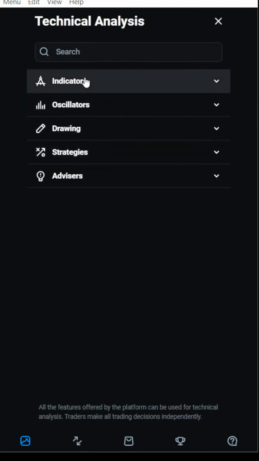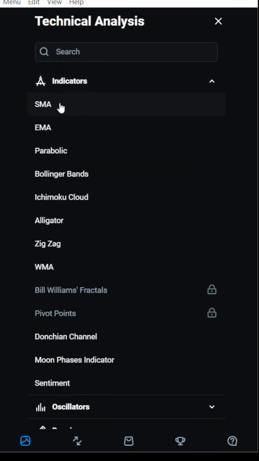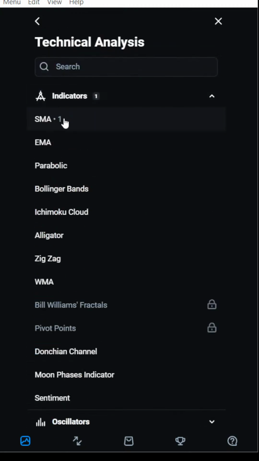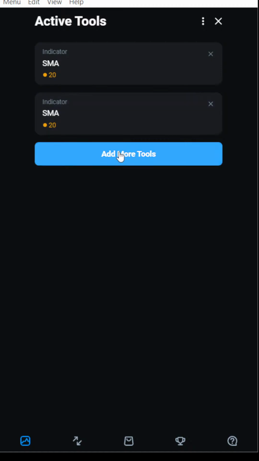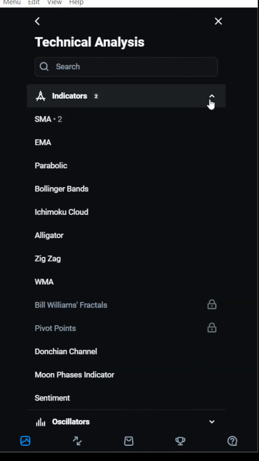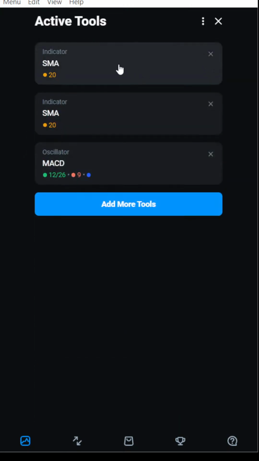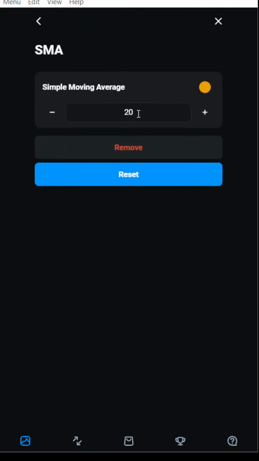First you need to go to the indicator section and click SMA one time, then you will get this add more tools option. Click SMA twice, then go to add more tools and go to the oscillator section, and in oscillator you need to click the MACD. We need to change the parameter. So here we need to change SMA 20 from SMA.